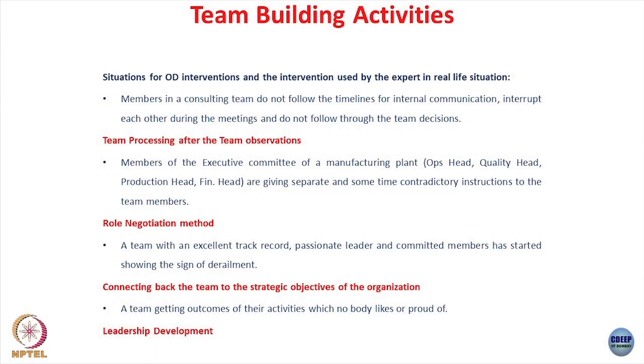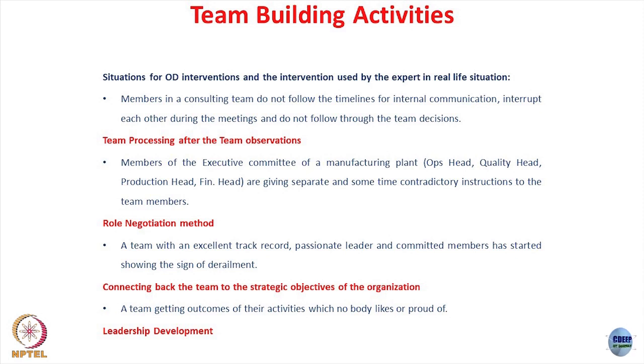Members of the executive committee of a manufacturing plant give separate, sometimes quantity-wise conflicting instructions, having an ego tussle. What is the appropriate intervention? Role negotiation, because people have egos and want to exercise their authority. All our heads are at an equal level of the hierarchy, so no one is going to accept others' authority, and that is the cause of the conflicting instructions. In that situation, there has to be proper boundary management and role clarity, and that requires role negotiation.